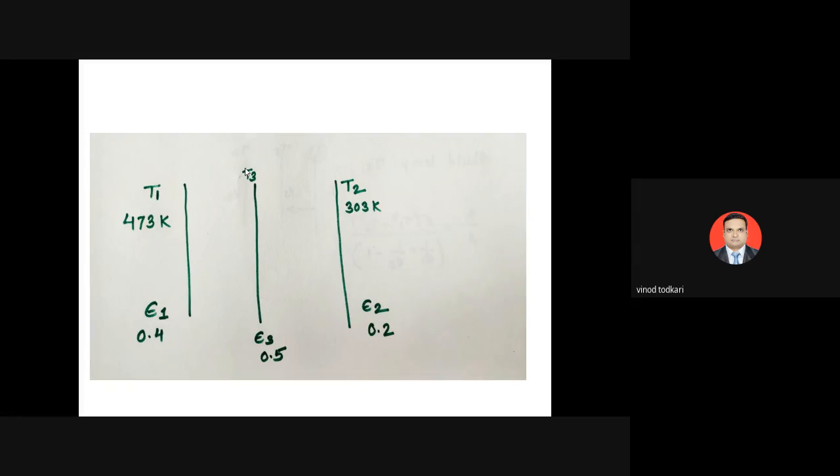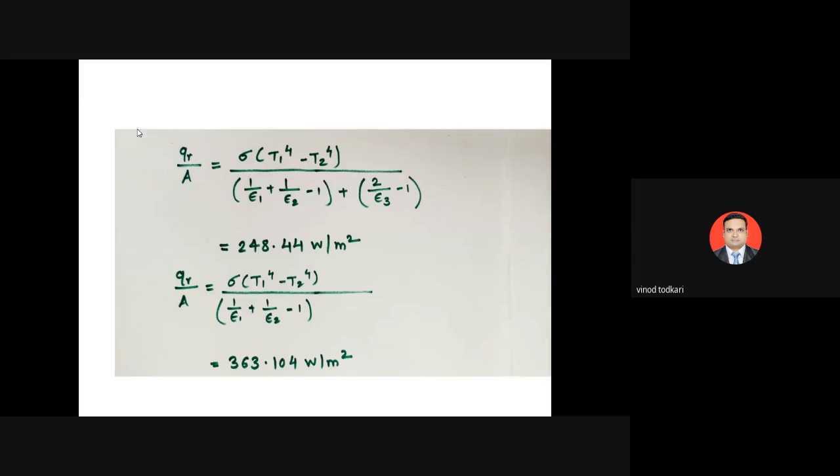So what we have to calculate in this case? We have to calculate the heat transfer rate without shield and the heat transfer rate with shield, right? Now, without shield, what formula will apply? The formula which I have written at the bottom. What is the formula without shield? QR upon A is equal to sigma into bracket T1 raised to 4 minus T2 raised to 4 divided by 1 upon epsilon 1 plus 1 upon epsilon 2 minus 1. This is the formula which we will use when there is no shield.